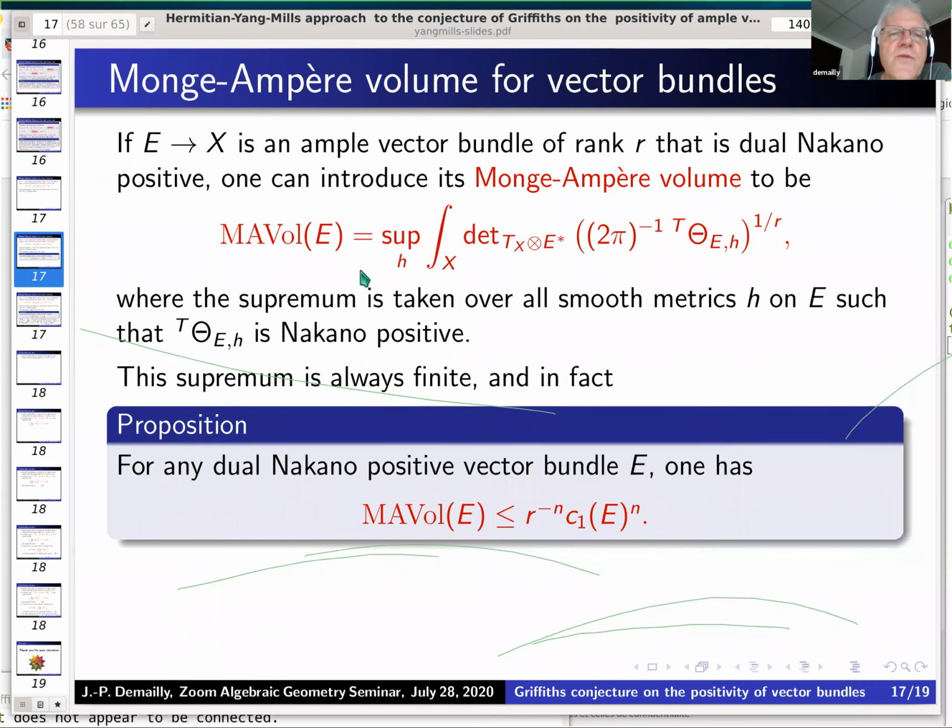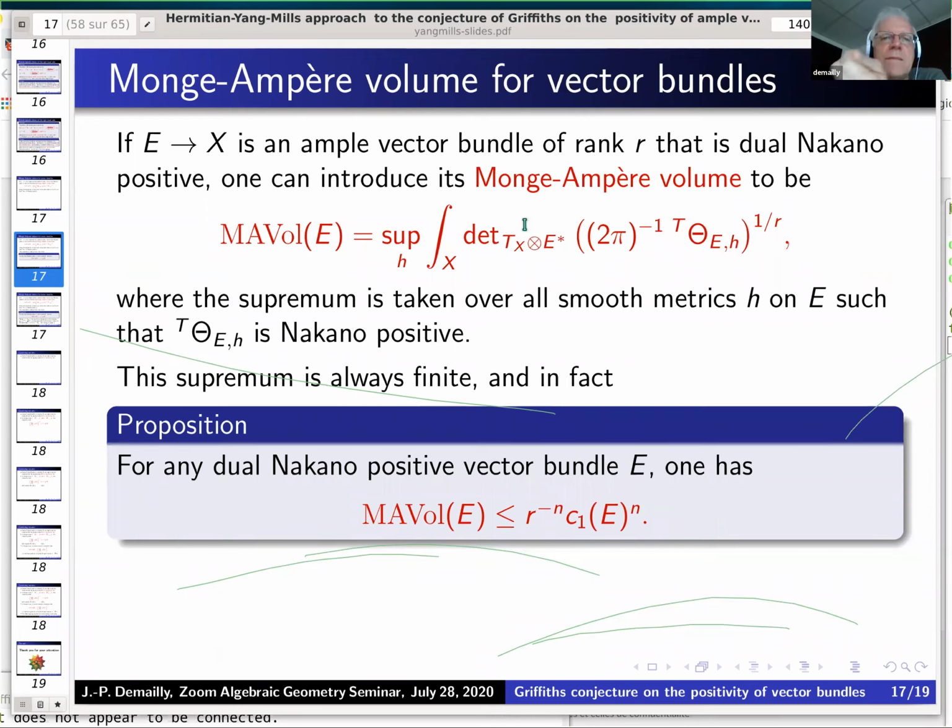But you might try to rotate by using the action of the circle in each factor. Okay, so you can rotate the metric. If you have a non-split metric, you can rotate the metric in each factor and take the average. And if you do this, you reach a metric that is split, because the non-diagonal terms will average to 0.